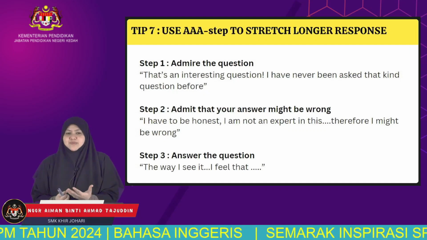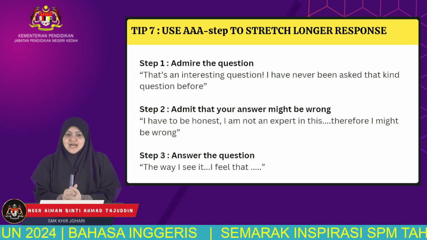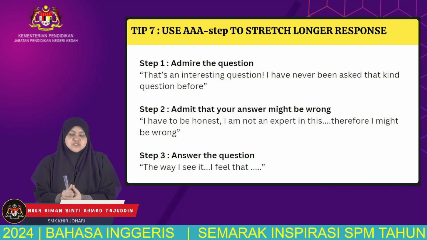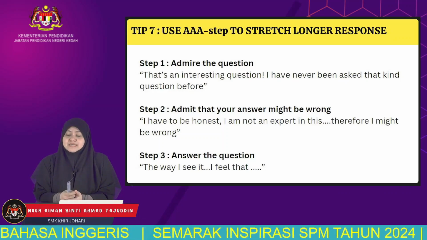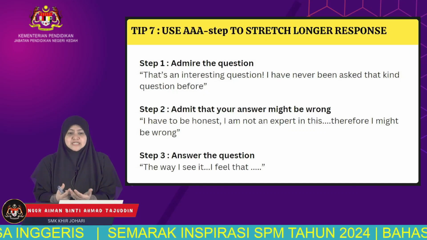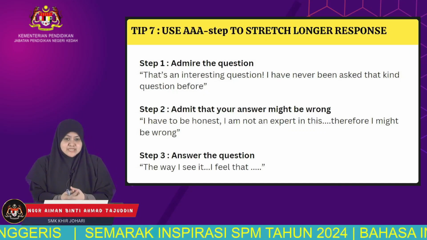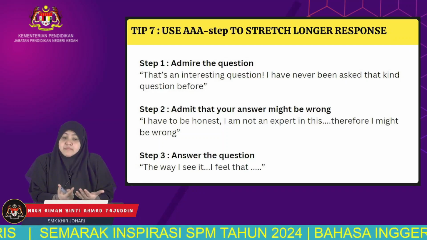So what you can do here is, step A, admire the question. How do you admire the question? Wow, teacher, that's an interesting question. I've never been asked that kind of question before. Step 2, admit that your answer might be wrong. I mean, that's a difficult question, isn't it? You don't have an answer for everything. So you can say something like this: I have to be honest, teacher, I'm not really an expert in this, and therefore I might be wrong.